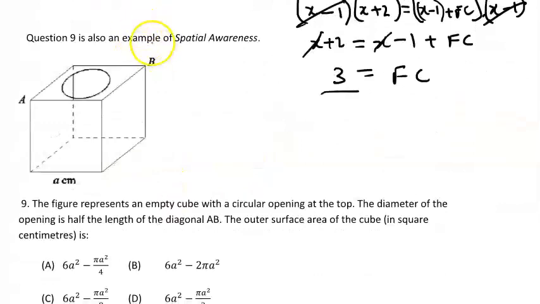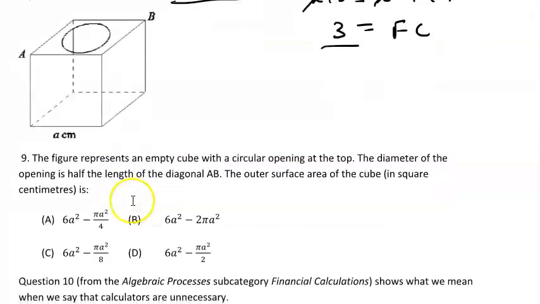Question 9 is also on spatial awareness, right? And it says the figure represents an empty cube, an empty cube with a circular opening on top. The diameter of the opening is half the length of the diagonal AB. The outer surface area of the cube in square centimeters is.